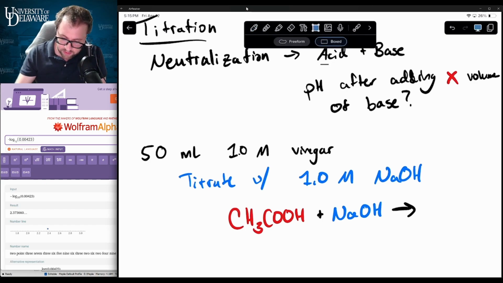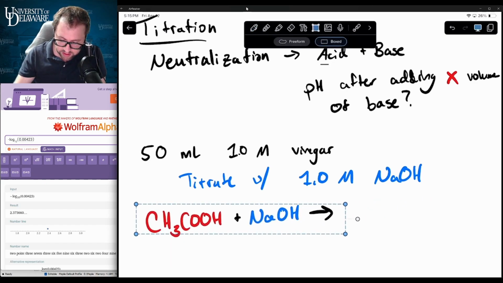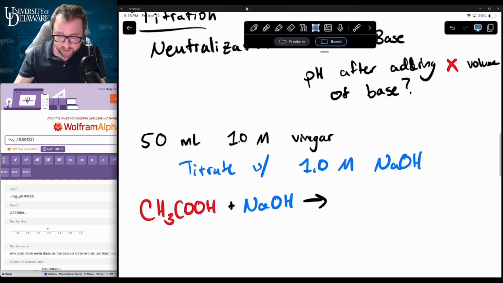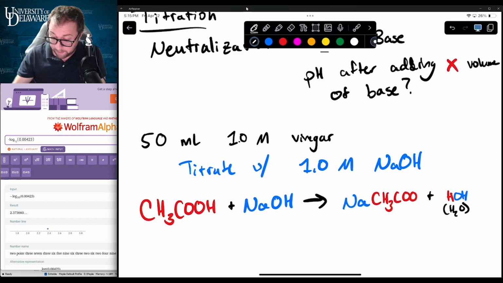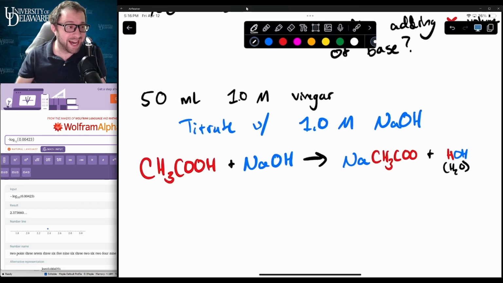And remember, these are not equilibria. Neutralization reaction with a strong acid or base goes to completion. So we're going to make sodium acetate, NaCH3COO, and water, right? HOH, or just H2O.